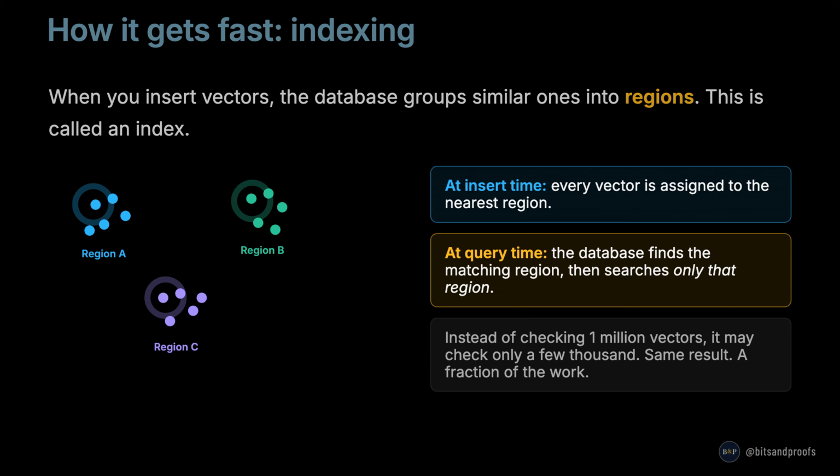So how does it get so fast? The key idea is indexing. When you insert vectors, the database groups similar ones into regions. Look at this picture. Each cluster of dots is a region. Similar vectors land near each other. When a new query arrives, the database figures out which region the question belongs to. Then it searches only that region. Instead of checking all 1 million vectors, it might check only a few thousand. The result is almost the same. The work is a tiny fraction.